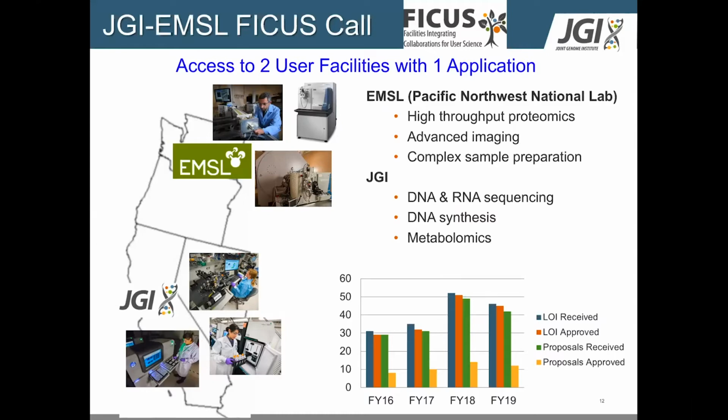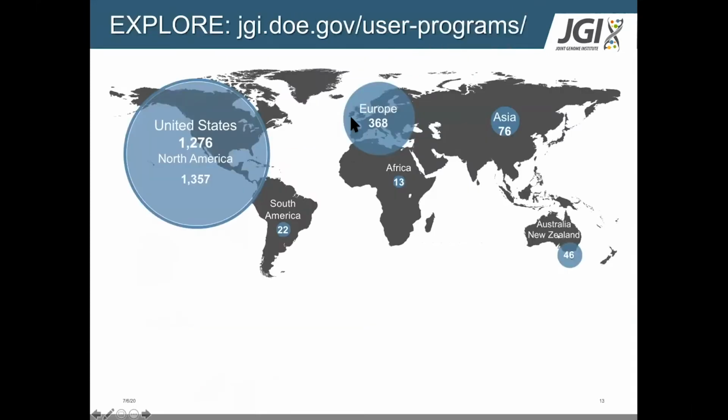Okay, so one more about JGI. I've given you a link to our user programs. You can explore all the different types of program calls that are out there. I also wanted to mention that any investigator is eligible regardless of their institution or national origin. So we do have a worldwide community of users. All that we need is for it to be of DOE mission relevance.